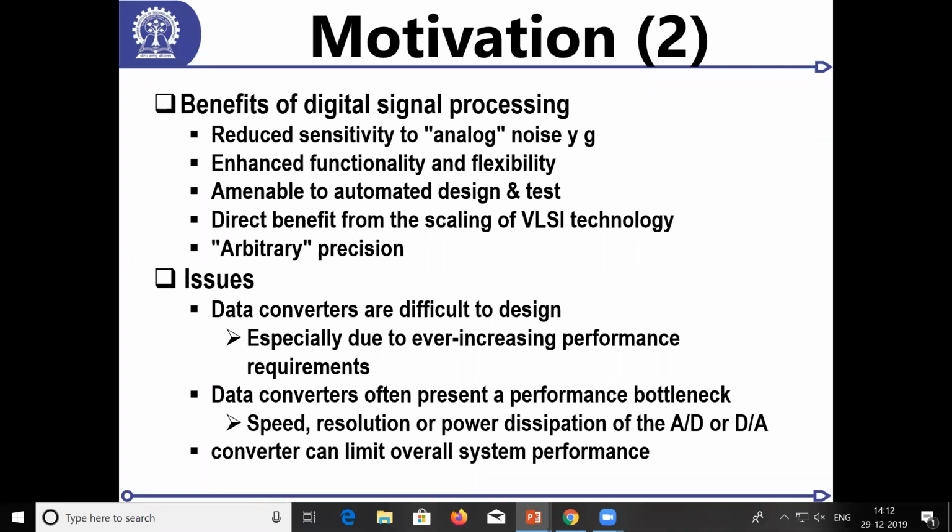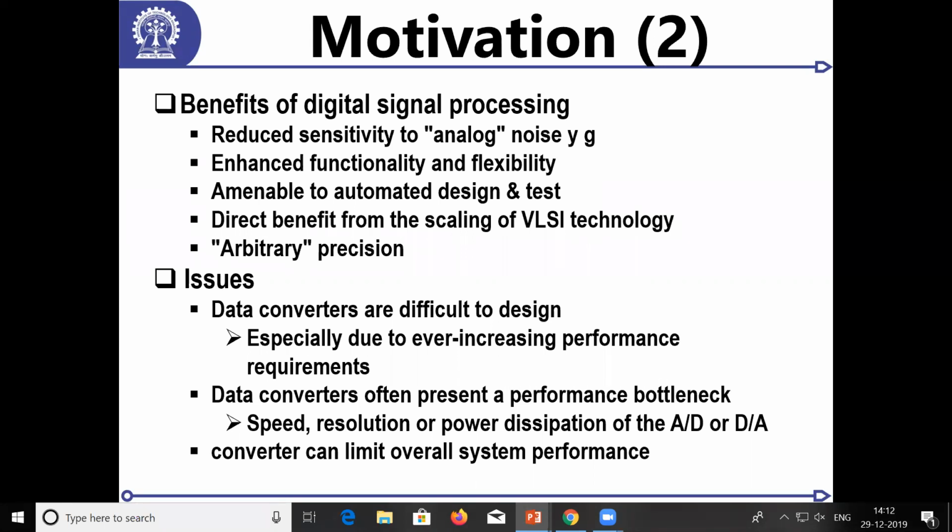In the case of data converters, the trade-offs that come in are speed, resolution, and power dissipation. It means if I want a higher sample rate, I have to burn more power. If I want more resolution, I have to burn more power, right? So now we have to make a choice. Should I go for a large number of bits, or should I go for larger speed? So now we can trade off speed versus resolution.